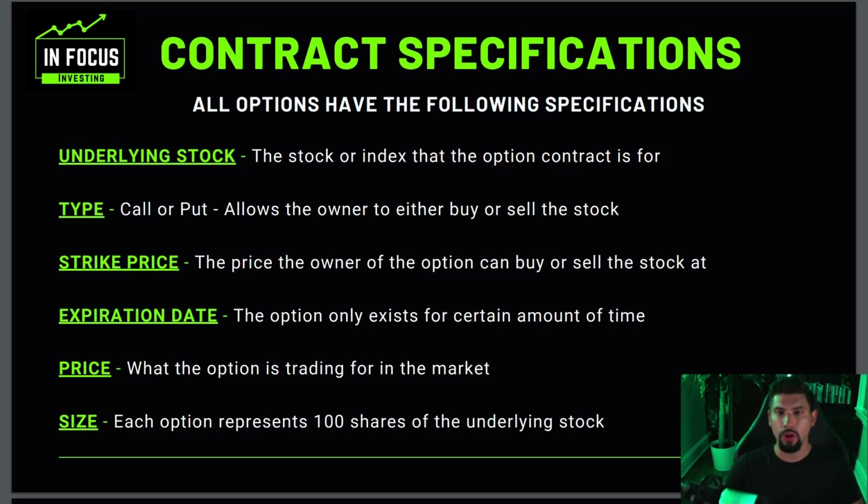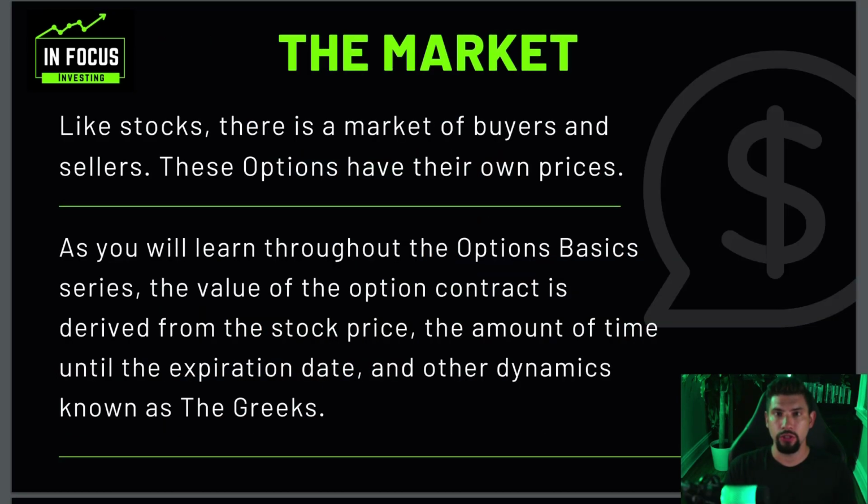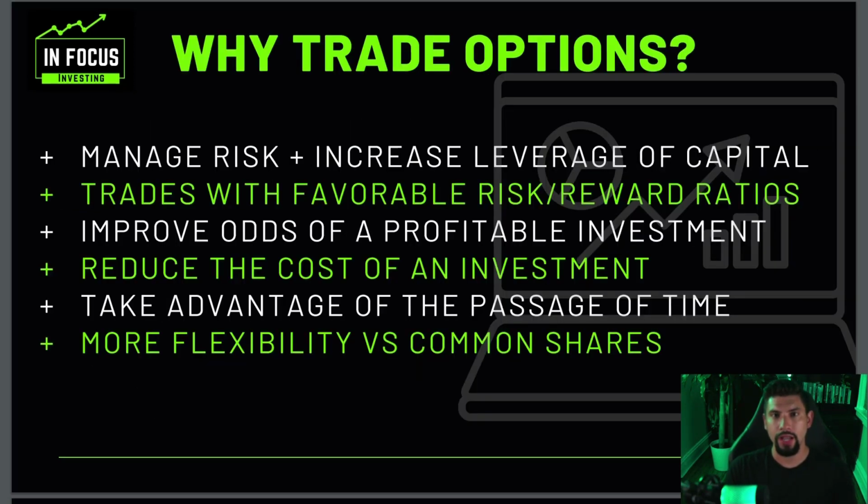We're going to go over all of that as we move along, but these are the contract specifications. Every option contract has all of these factors built into it. So just like stocks, there's a market of buyers and sellers for options, and the price of the option will fluctuate based on what the stock is doing. If we relate it back to the home example, the price of the option will fluctuate based on what the home value is doing.